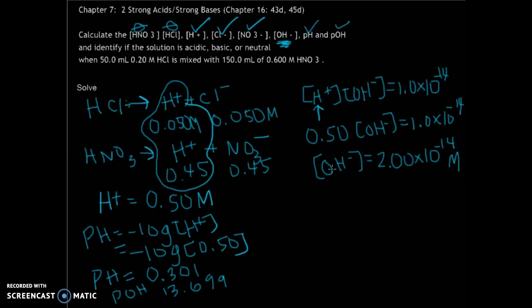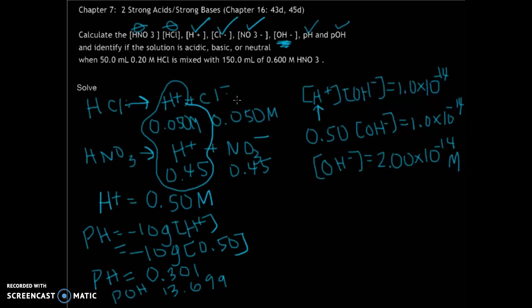This should make sense. Hydroxides represent bases, right? So this is a tiny concentration for a base, which is good because what we have in here are two acids. So you should not have a lot of hydroxide ion concentration in a solution made up of two different acids. So this should be logical to you.